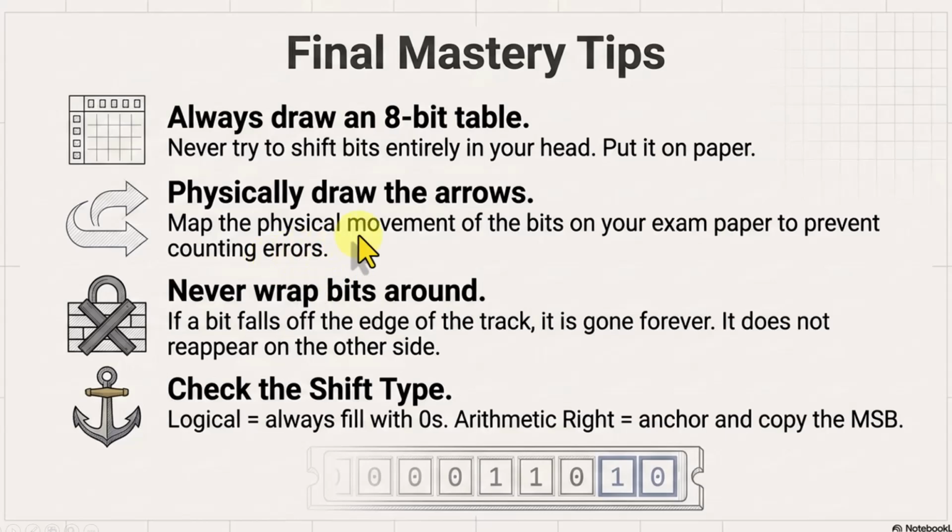So draw the lines. You never wrap bits around. If a bit falls off the edge of the track, it is gone forever. It does not reappear on the other side. Sometimes, for example, when a 1 is removed from one side, students write it on the other side. That does not happen. If it is out of the track, it is simply gone forever. And check the shift type. Logical always fills with 0; arithmetic left shift anchors, and right shift copies the MSB.